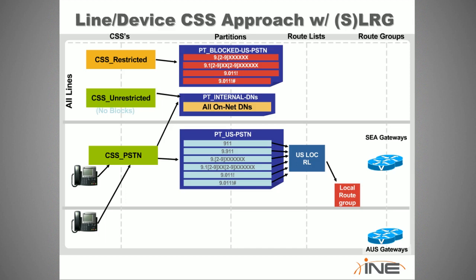Okay, so now let's take a look at a new function within 7.0. This is not in 6.x. Within 7.0, we have this new idea of a local route group. A local route group, or also referred to as standard local route group, whether you hear local route group or standard local route group, LRG or SLRG, they are the same thing.